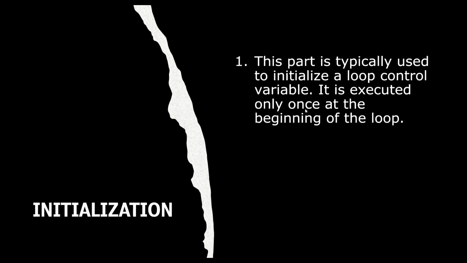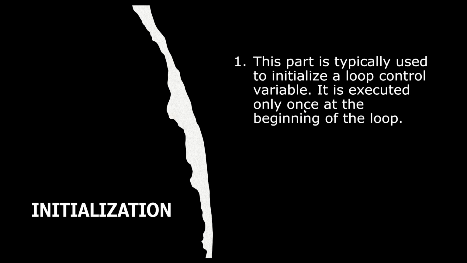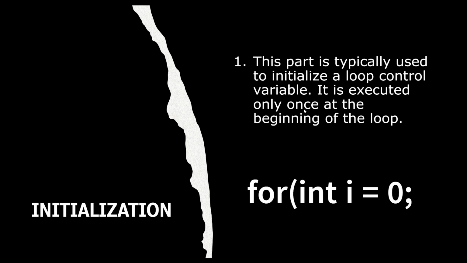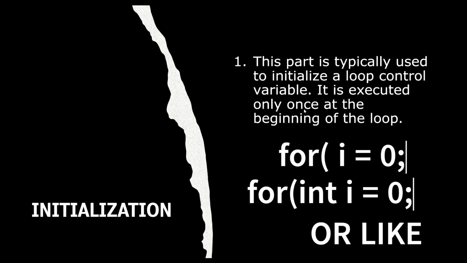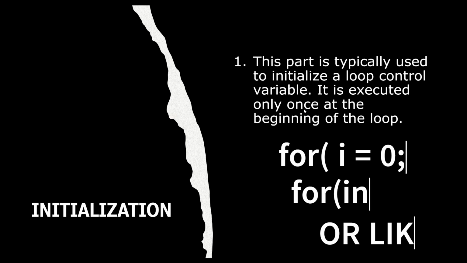Our first step, we have the initialization. This part is typically used to initialize a loop control variable, and it is executed only once at the beginning of the loop. So typically you will see something like int i or int i = 0, and that is the initialization step.